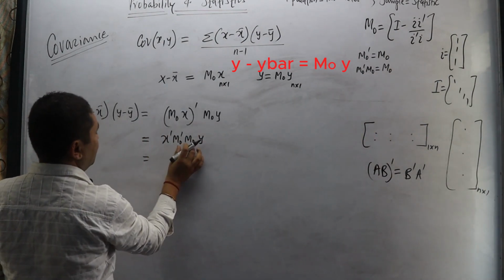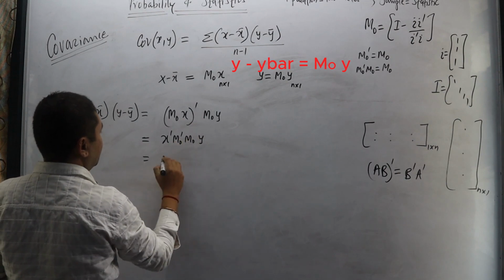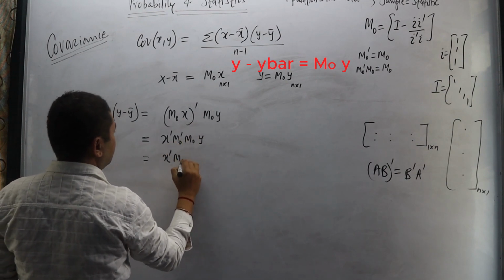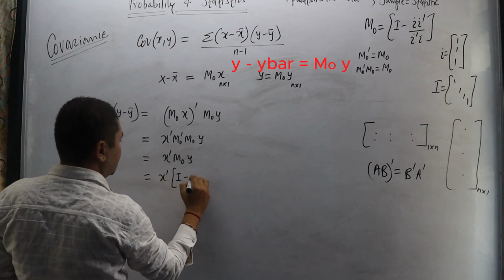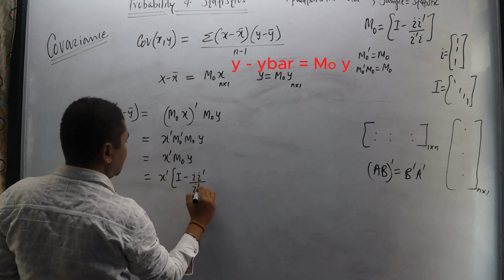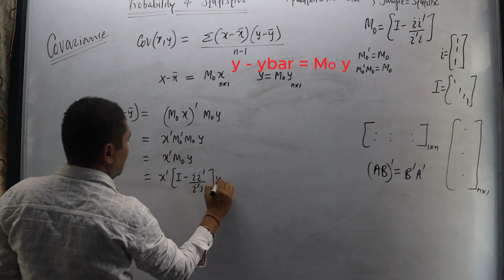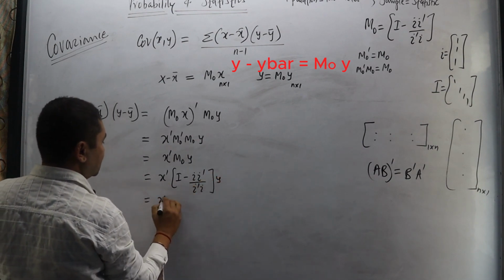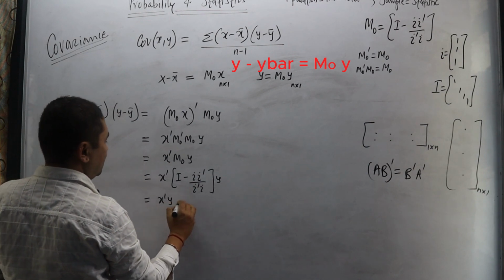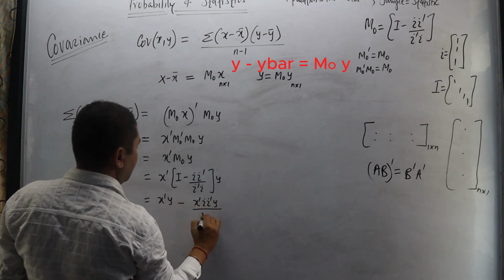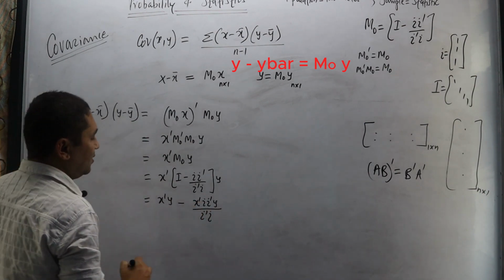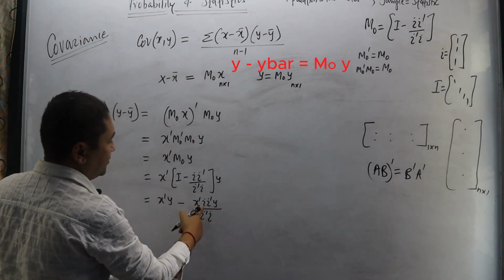So when we multiply them together, they give the original matrix M0. So we are left with x' M0 y, and it is x transpose, and M0 is I minus I transpose I, and then y. Now let us operate them together. It is x transpose y, where x and y are vectors, minus x transpose I transpose y divided by I transpose I. Now we need to see some important properties over here.